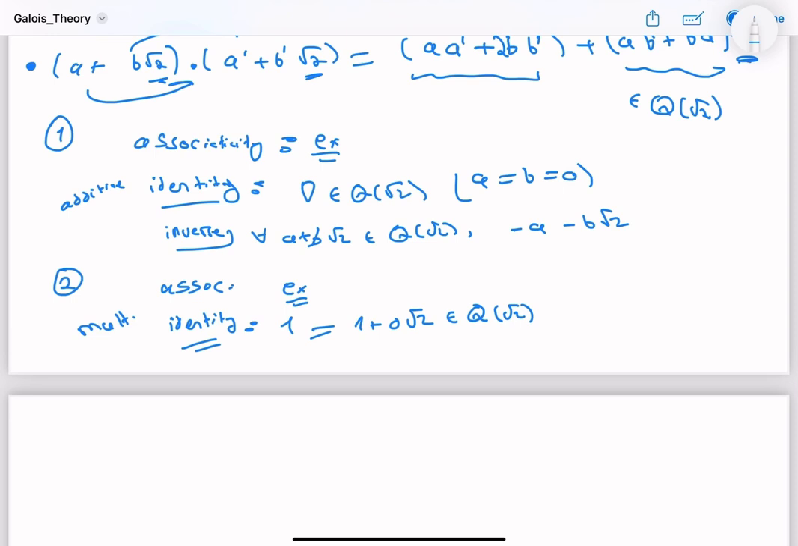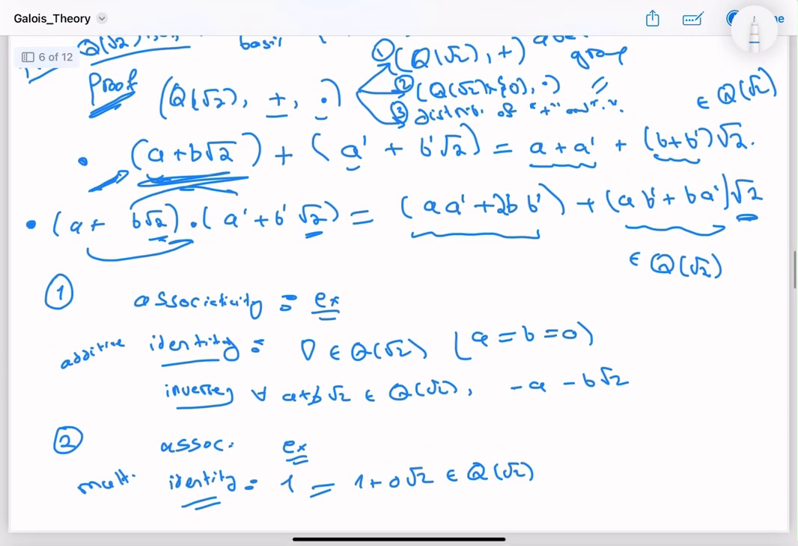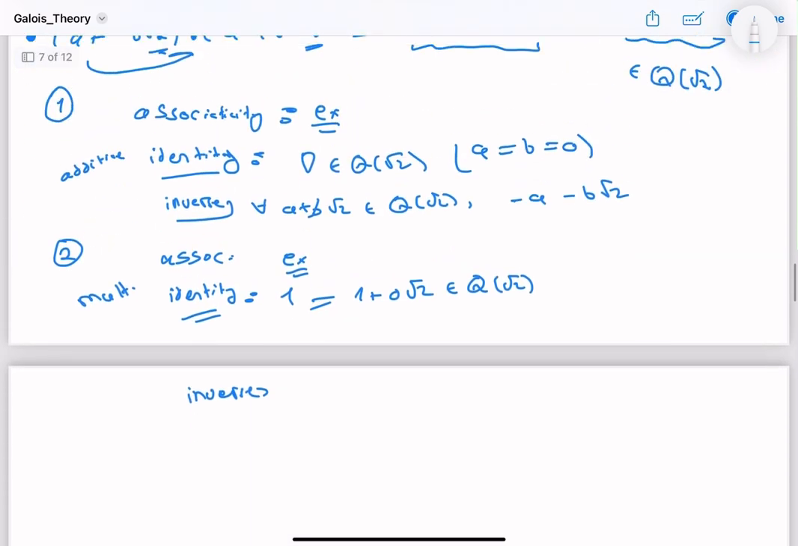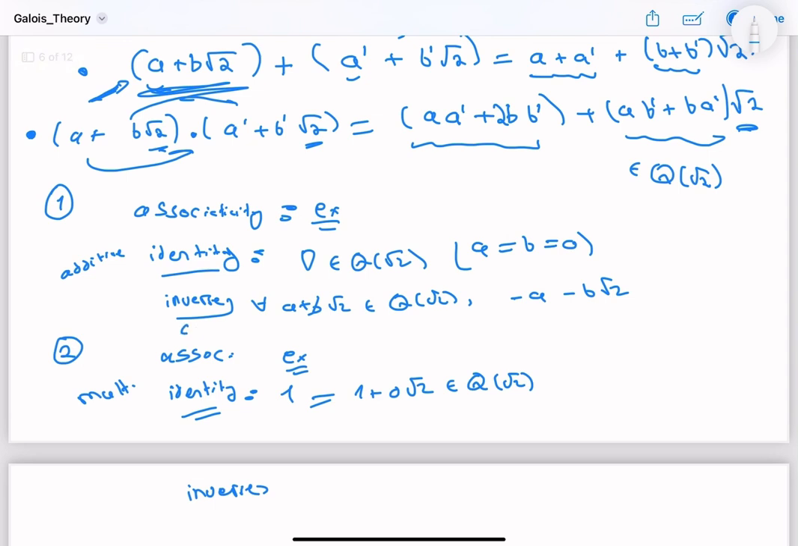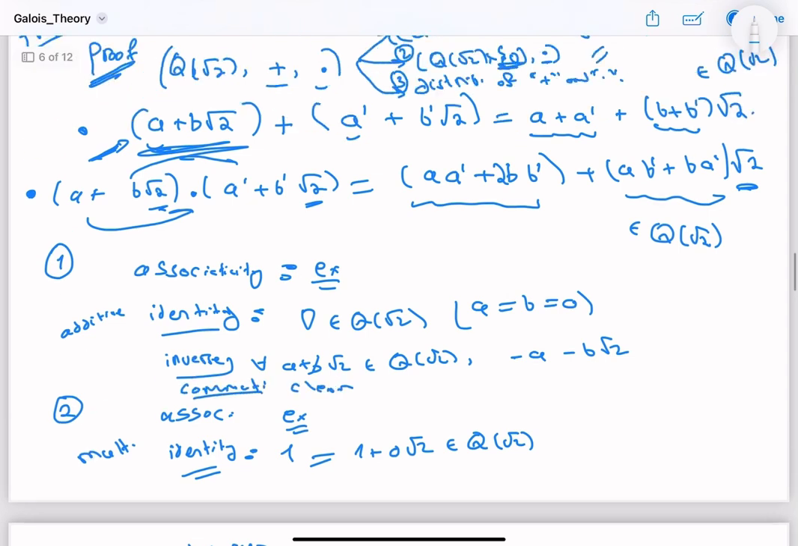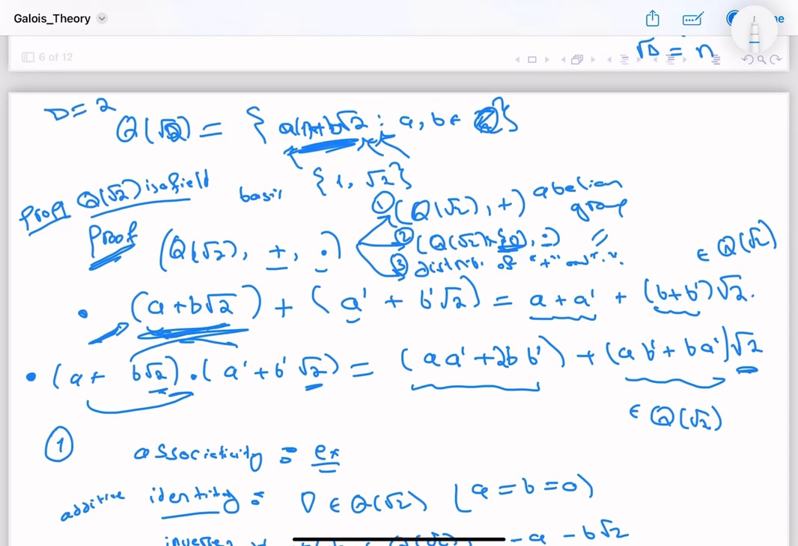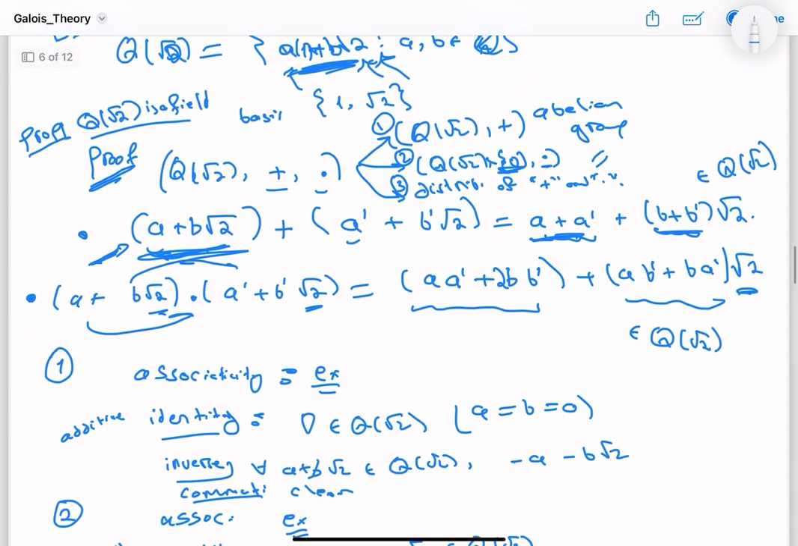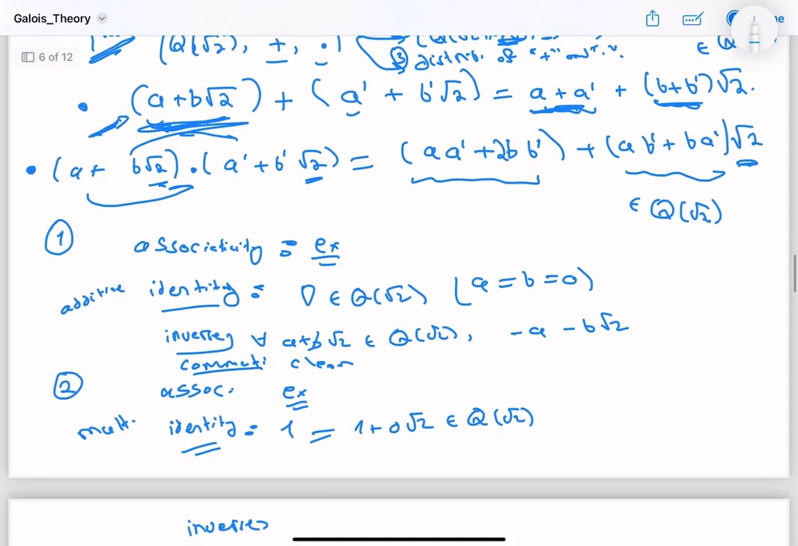So the other important thing is the inverses. Here in 2, we're trying to prove that q square root of 2 take away 0 is an abelian group over multiplication. And by the way, I should mention that commutativity over addition is also clear, because this is how we're defining addition. Certainly a and a prime commute, b and b prime commute, and thus the addition of two such elements commutes, which makes this not only a group but also an abelian group.